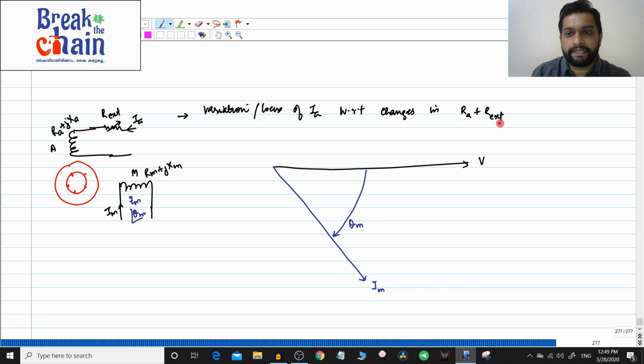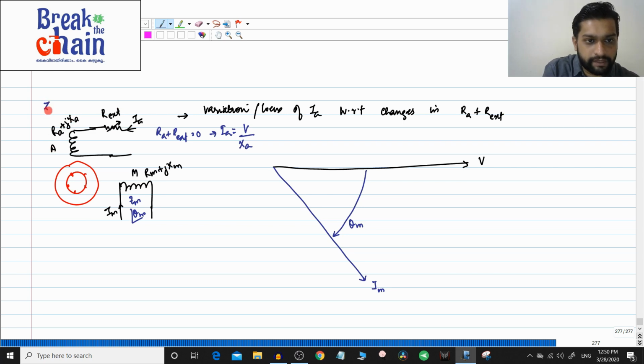So first, when RA plus R external is equal to 0, what will be the current? If RA plus R external is equal to 0, the value of IA will be equal to V divided by XA, right? For the total impedance of this circuit, Z will be equal to RA plus R external plus JXA, right? So if RA plus R external is equal to 0, IA will be equal to V divided by XA. So this is an ideal inductive circuit. I am just going through the basics of circle diagram actually.